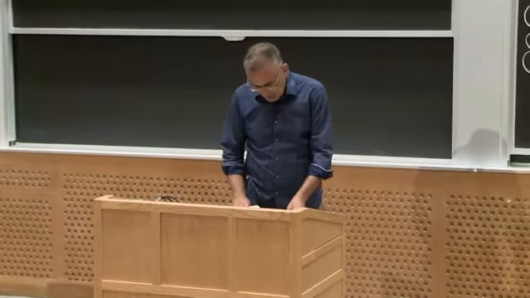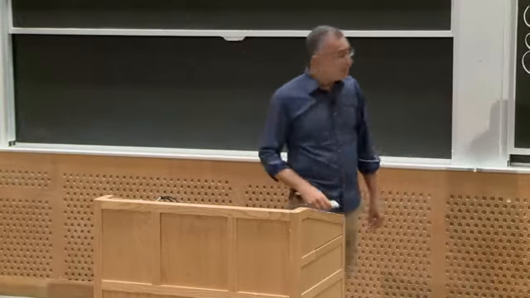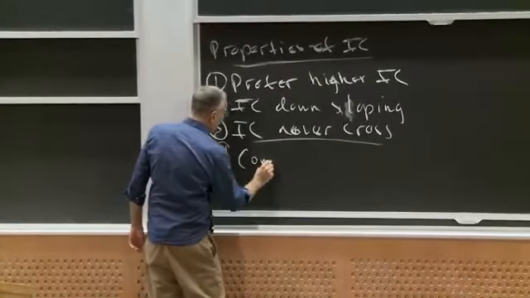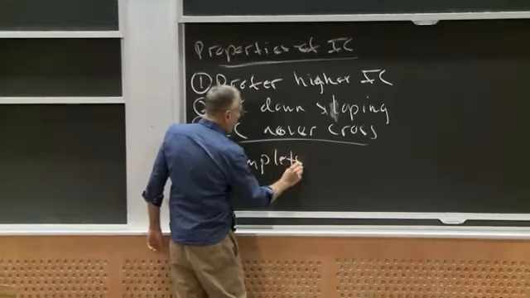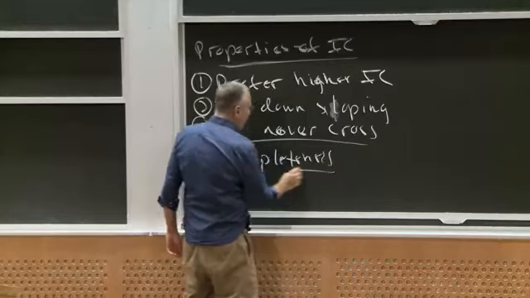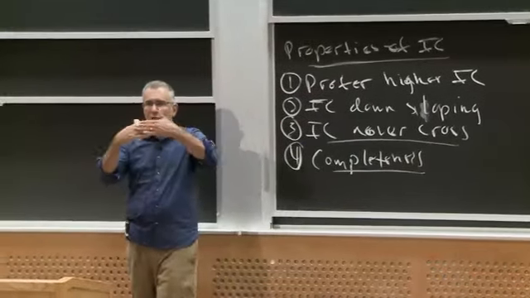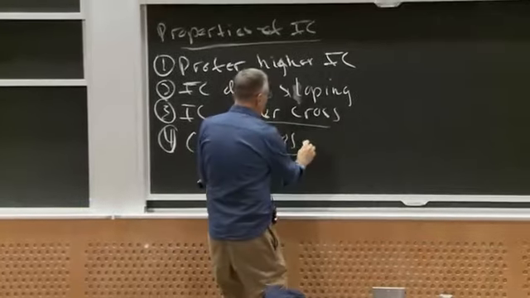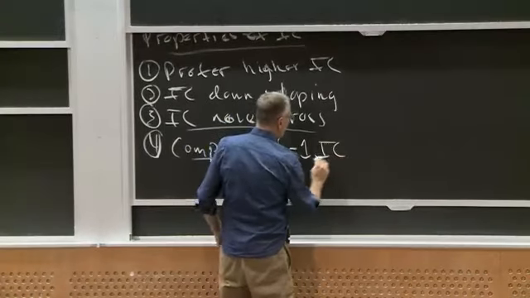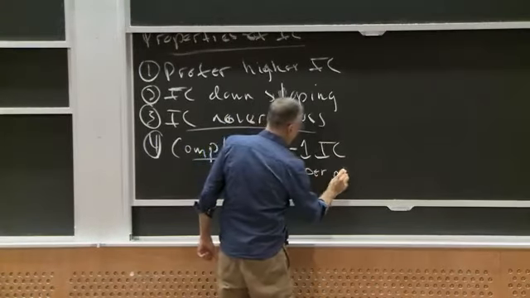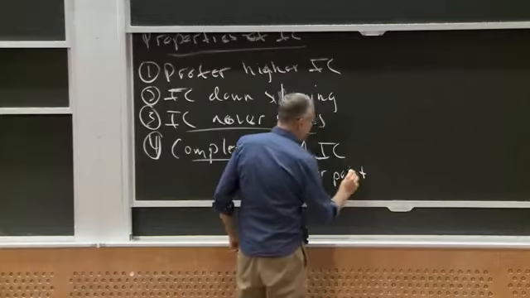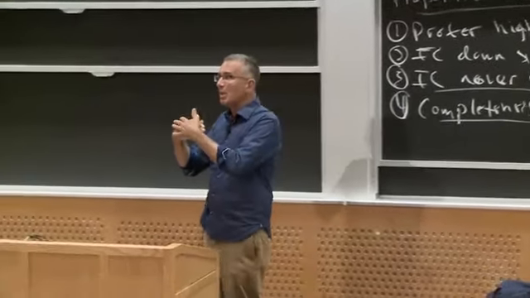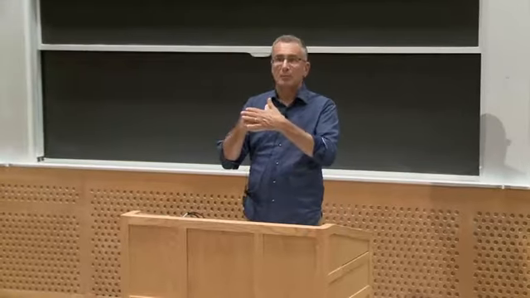And the fourth property is basically completeness, which we express as only one indifference curve through any given point. You can't have two indifference curves that cross through one point. Okay? So one IC through any given point. Per precise allocation, there'll be one, because otherwise you wouldn't know how to feel. Okay? There has to be one indifference curve through every precise point. Okay?